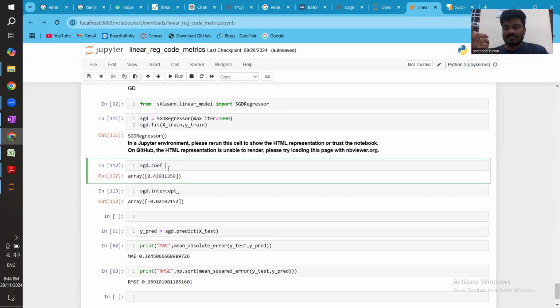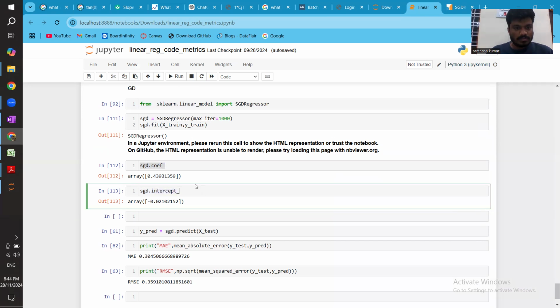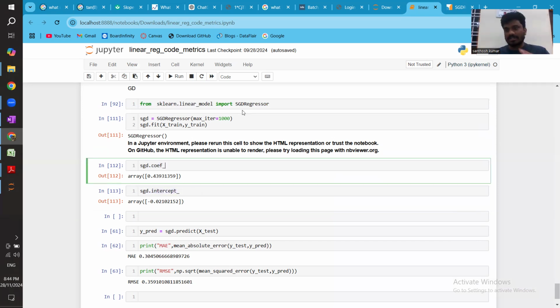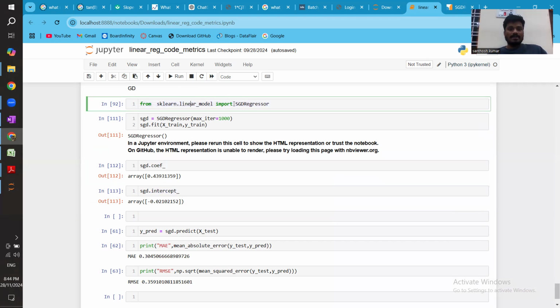The line will have y equal to mx plus b if it is only one feature. So it will have a coefficient and an intercept. The same thing will happen. What all we studied in the last two classes is just this one line. So when you use SGD regressor, internally it uses all the things we studied. So you can try this.